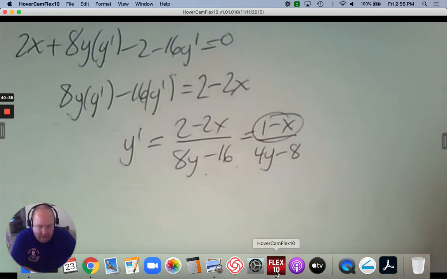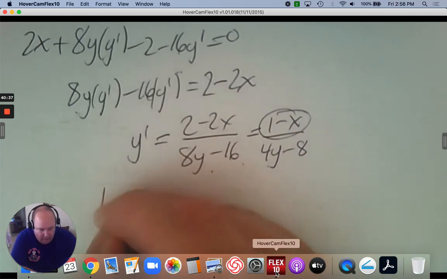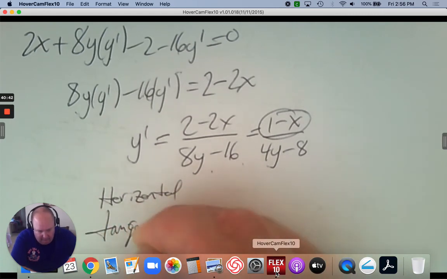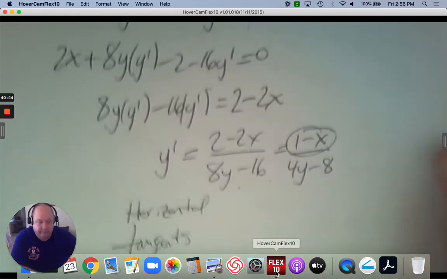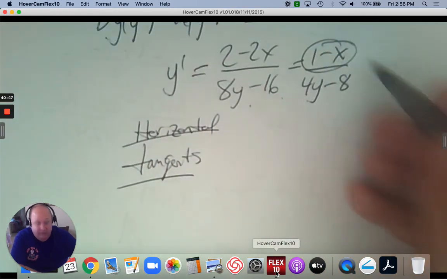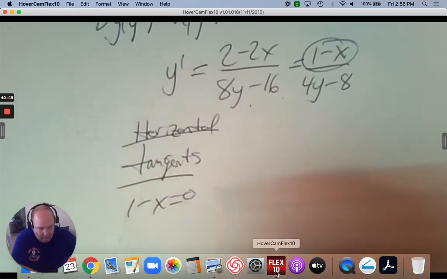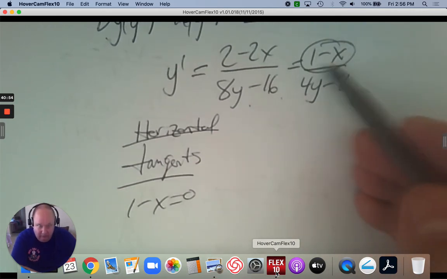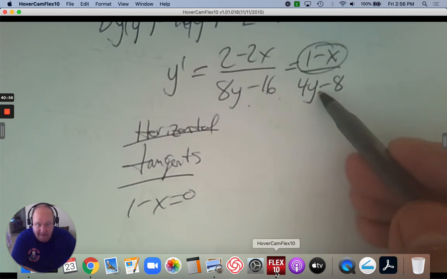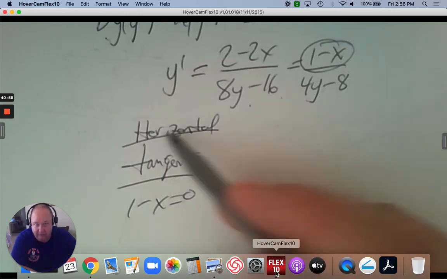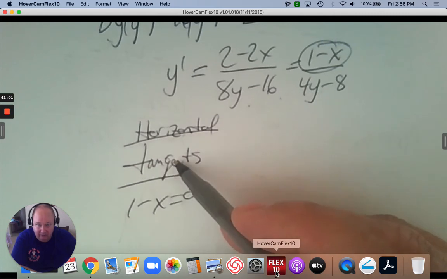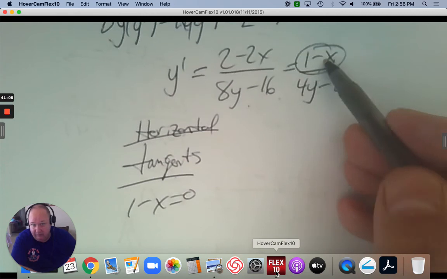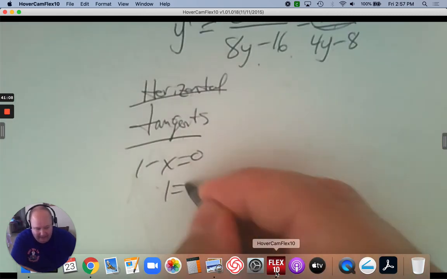Now, where are the horizontal tangents? That's when the numerator is 0. So for the horizontal tangents, take the numerator equal to 0. See, horizontal means the slope is 0. So if the numerator is 0, 0 divided by anything, that creates a horizontal tangent. So the word horizontal and tangent: slope. What's the slope of a horizontal line? It's 0. So take the numerator equal to 0, add x to the other side.